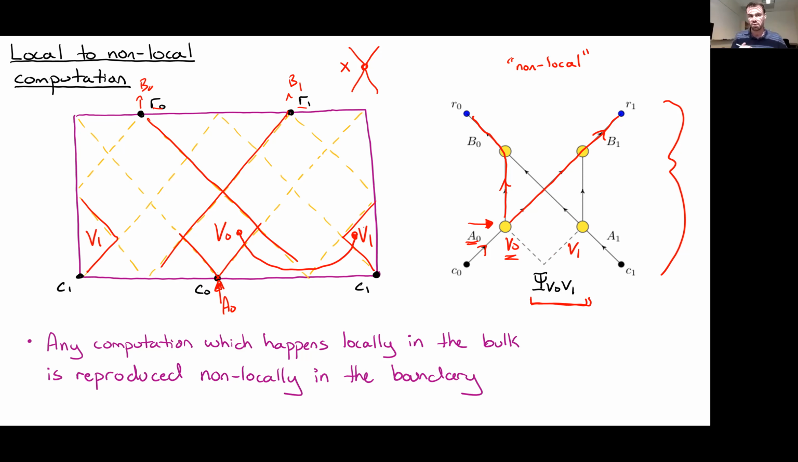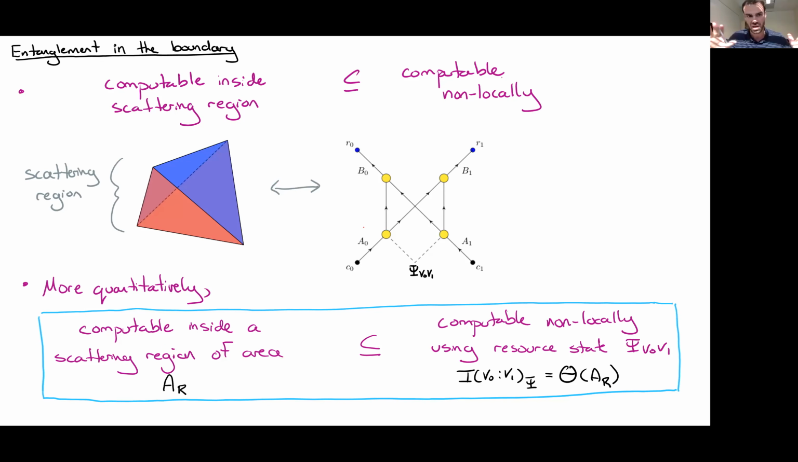Good. So the punchline from the last two slides is that every computation that happens inside of the scattering region in the bulk picture is reproduced in the boundary picture in this non-local form. The way that I want to think about this is as some kind of a constraint on what can happen inside the scattering region. We can only do things inside the scattering region that can be computed non-locally in the boundary. That's our constraint.